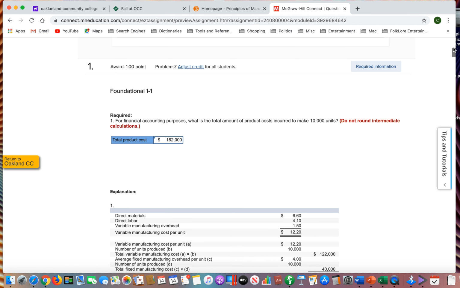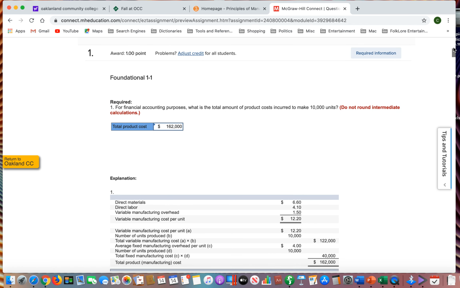Okay. So we said $162,000. Here's how they came up with that. Notice that we've got the variable portion, right? We're talking about product cost, which does not include administrative and selling. So that's the direct material, direct labor per unit, and variable manufacturing overhead. Altogether, that's $12.20 per unit. Times 10,000 units, that gives you $122,000.